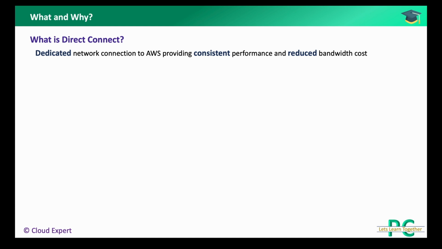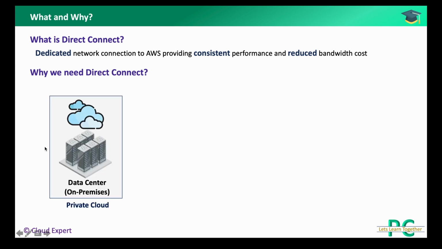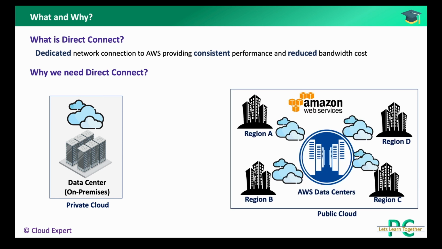But before moving further, let's see why at first place we need Direct Connect. Now let's consider this is your on-premise infrastructure where you are hosting a private cloud architecture and you want to extend your data center with AWS cloud, which is a public cloud offering. Now if you want to extend your data center with AWS cloud, or if you want a direct connectivity between your on-premise data center and AWS cloud, there are different options you can opt for.